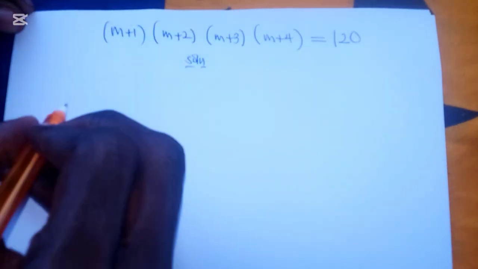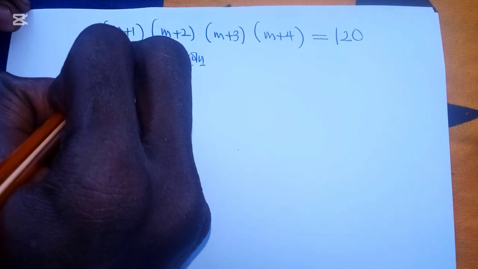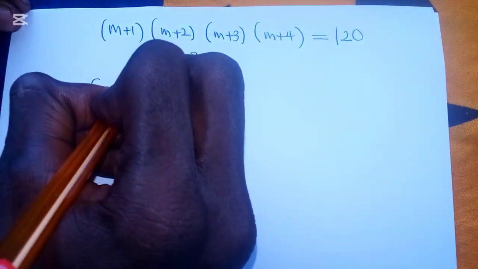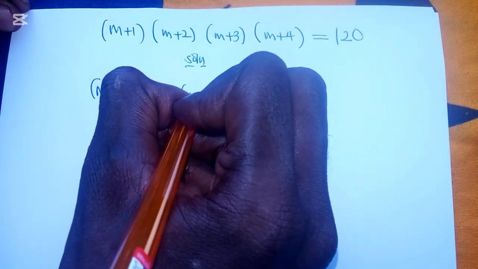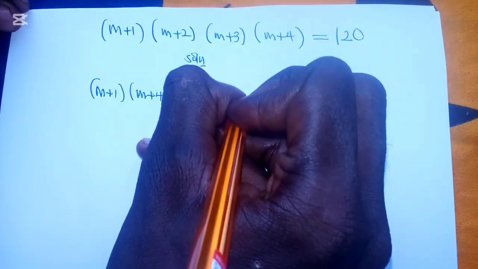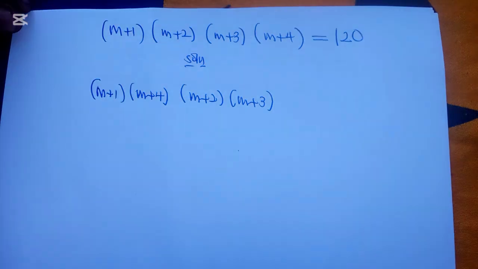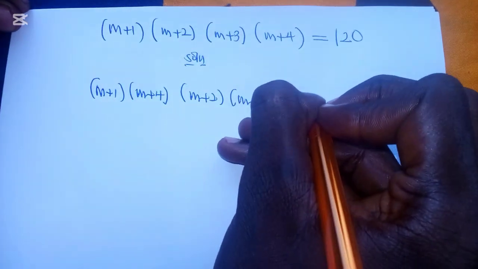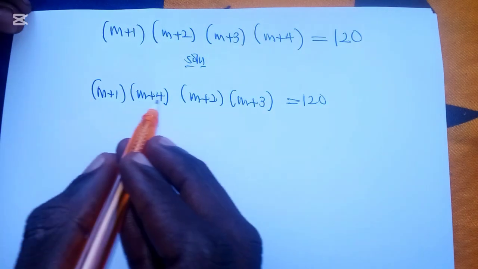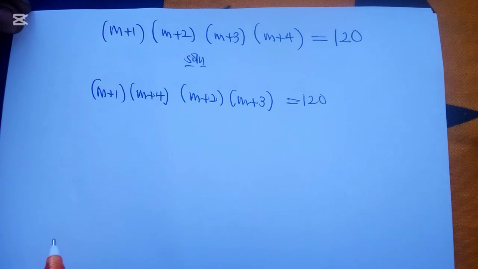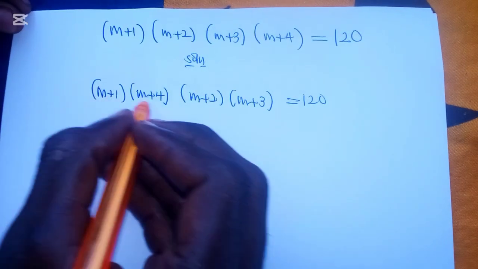Now looking at this, let's just try to arrange something here. We can say (m + 1)(m + 4), then (m + 2)(m + 3), and everything becomes 120. Now what are we to do next here? We expand the two brackets. We group them 2 by 2, and then we expand two brackets.